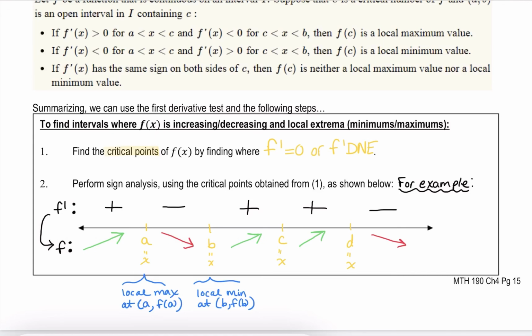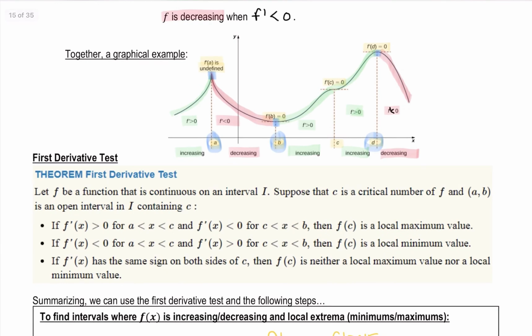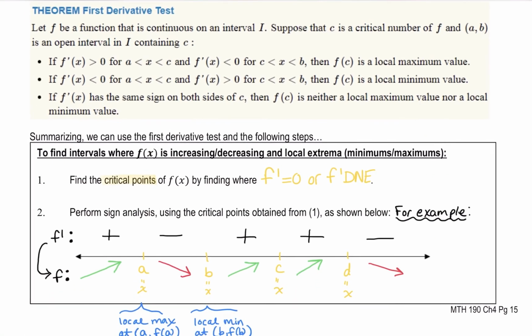Now, in this case, what we have at x equals c, I'm just going to leave that one blank. Look back up at the graph. That was not a min or a max. It flattens out. We have a horizontal tangent line, but it kept increasing. So it is not a relative extrema.